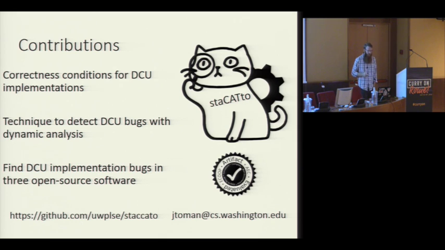So in summary, for Staccato, we defined correctness conditions for DCU implementations. We also developed a technique to detect DCU bugs, and then we found DCU bugs in 3 open source applications. Okay, thank you very much, and I'd be happy to take your questions.